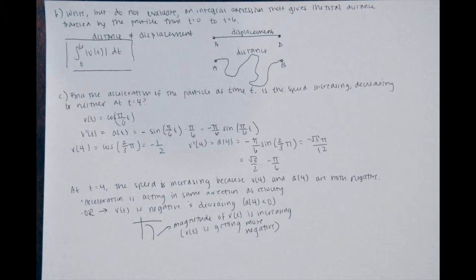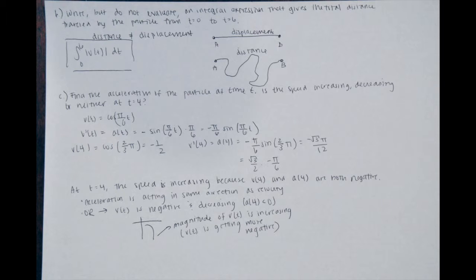Next, we're going to be going over part B of the problem, which is a fairly short part. It says write, but do not evaluate, an integral expression that gives the total distance traveled by the particle from time t = 0 to time t = 6. The only concept we're really applying here is the difference between distance and displacement. As exemplified by those two little pictures, displacement is the straight-line change from point A to point B, and distance does take into account the path you take to get from point A to point B.